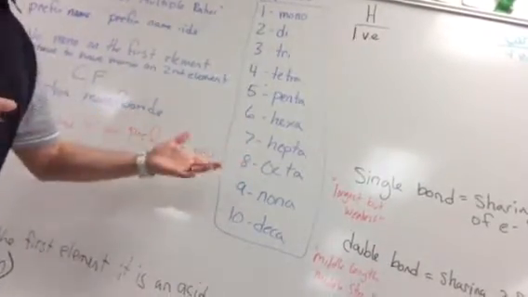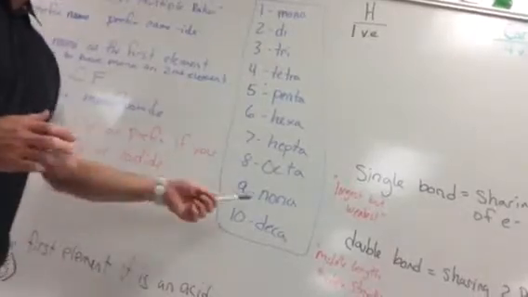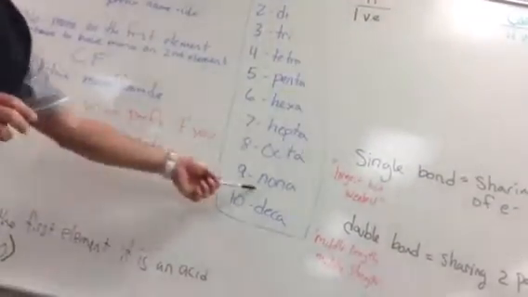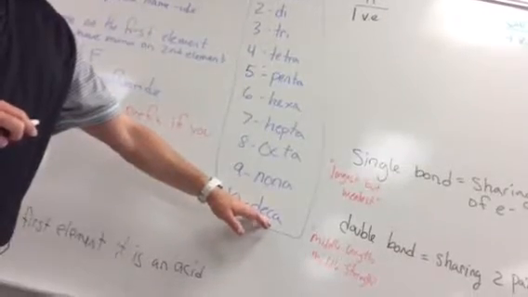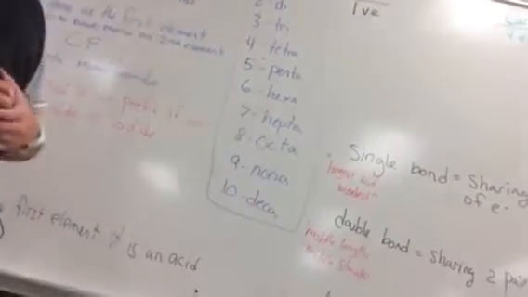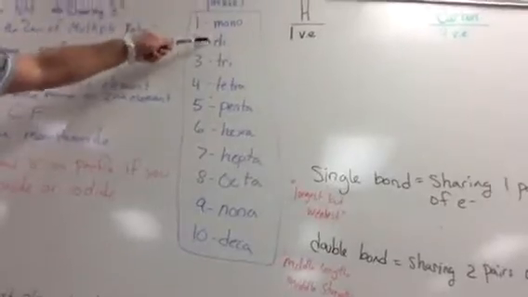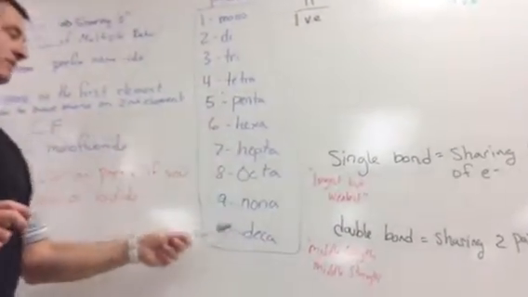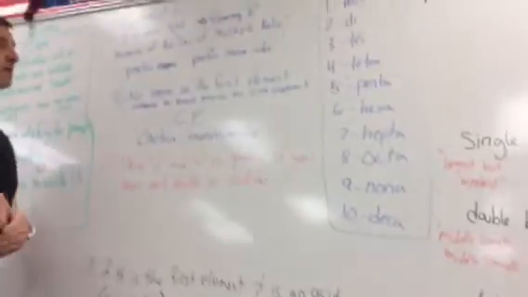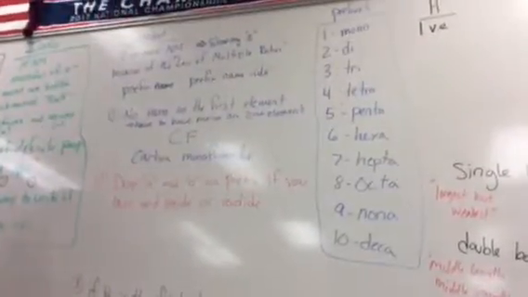Octa is 8. That's easy. An octopus has 8 arms. Nona is 9. 9 sounds like nona, so it should be similar. And then deca is in decade, like 10. All right? So it's mono, di, tri, tetra, penta, hexa, hepta, octa, nona, deca. Those are our 10 prefixes that we're going to use in our nomenclature.